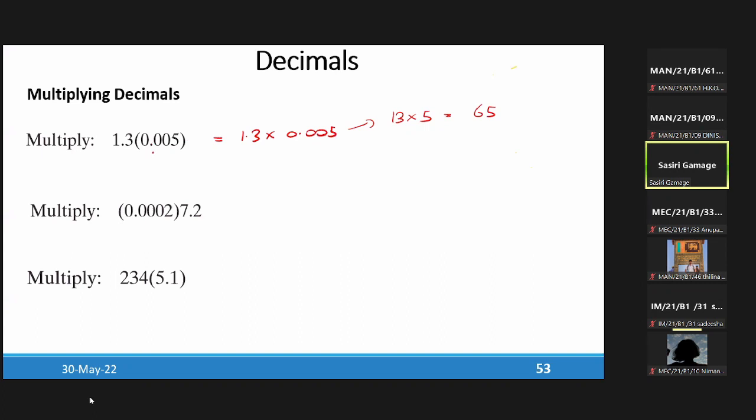Then how many decimal places are there? Here 1 and here another 3. Altogether 4. Then what's the answer here? We have to keep 4 decimal places. We write 65 here. When we keep 1 decimal place, it is 6.5. 2 decimal places, 0.65. 3 decimal places, we have to keep 0 here. 4 decimal places, we have to keep another 0 here. Then the point. Okay, this is the answer.